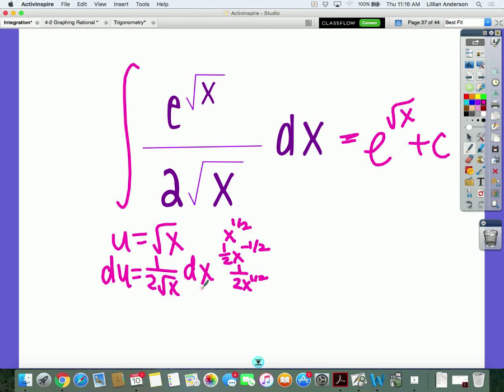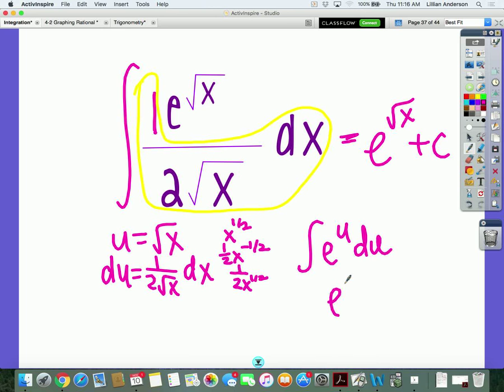Okay, so basically, there's an imaginary 1 right here. So all of this is getting replaced with a what? A du. So you're going to have the integral of e to the u du, which is nothing but e to the u plus c.